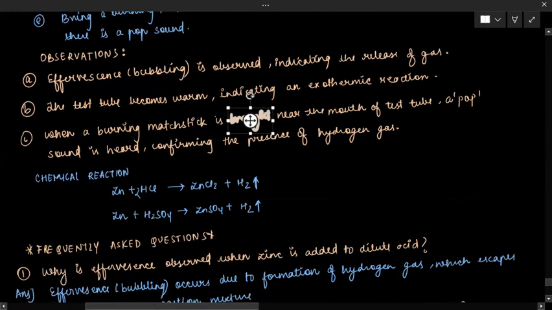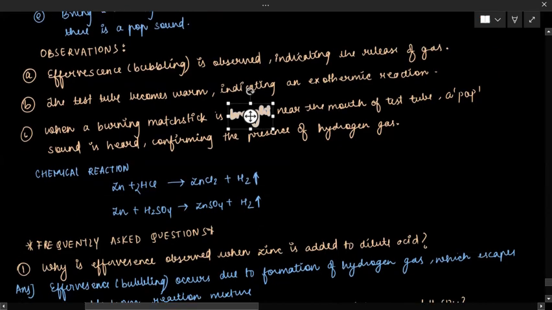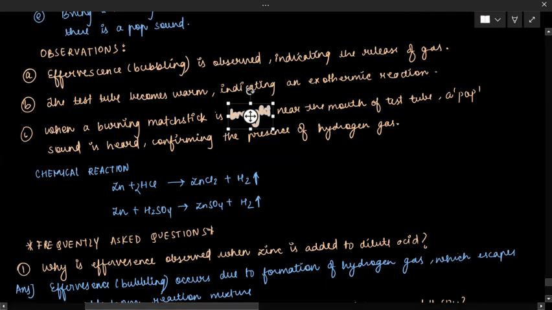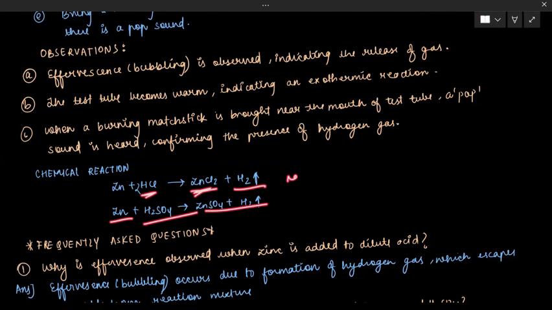The last observation from this activity 1.3 would be, if you bring the burning matchstick to the mouth of the test tube, you will hear a pop sound. That pop sound confirms the presence of hydrogen gas. So the chemical reactions involved in this activity are Zn plus 2HCl gives ZnCl2 plus H2, and Zn plus H2SO4 gives ZnSO4 plus H2.